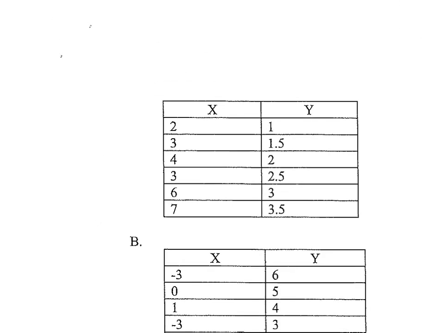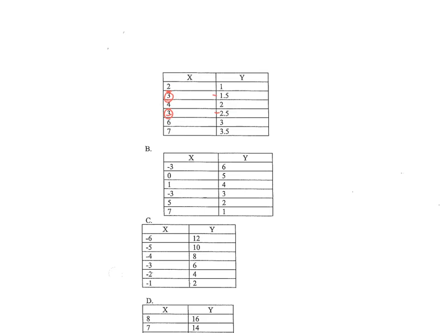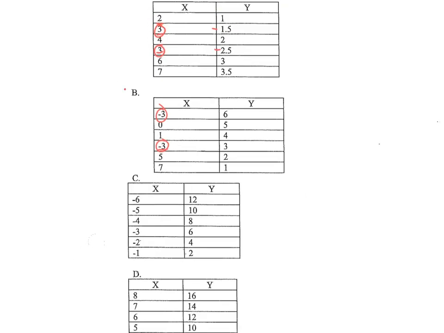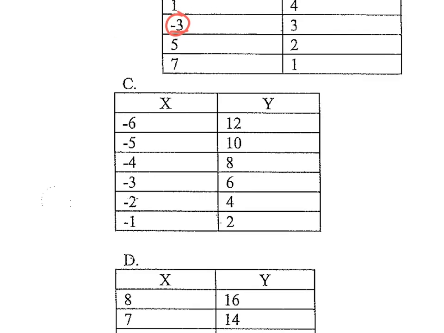On to number 12. It says, which table represents y as a function of x? So we are looking for a function this time around. So if x repeats, not a function. A: 2, 3, 4, 3. I got a 3 and a 3, and they have different numbers, so A is out. B, we got -3, 0, 1, -3. We've got two of those, and because we are looking for a function this time, B is out.